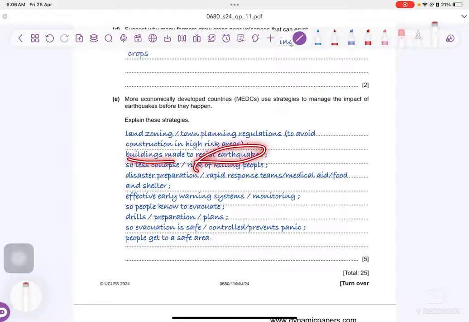Buildings that are resistant to earthquakes, disaster preparation, medical aid, food aid. Also, they should manage international aid. Okay, they should be prepared. So preparation and planning, these are the main things. And definitely education, guys. Don't forget to write education.